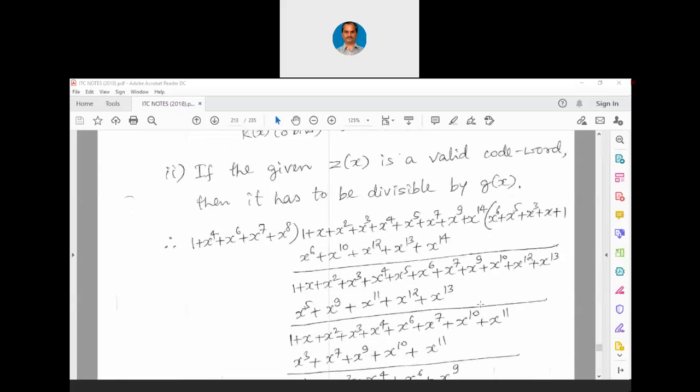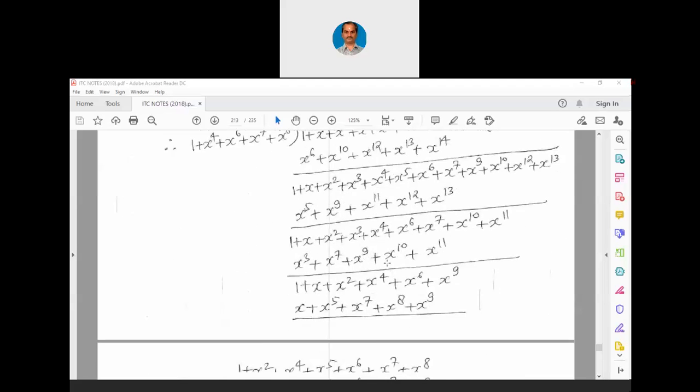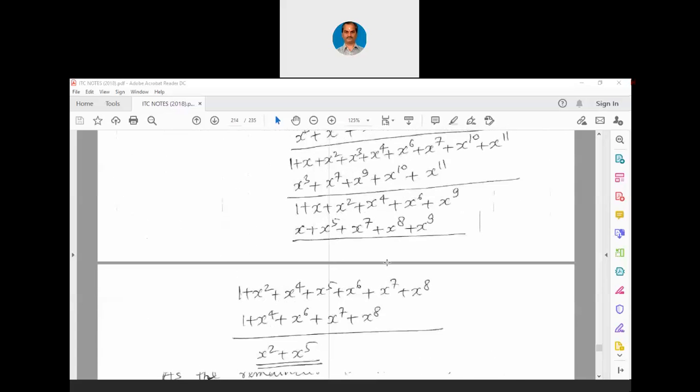Now, coming to the second part, the given z of x, if it is a valid code word, it has to be divisible by g of x. Let us write this z of x, which is given this way, 1 plus x square, like that it goes on till x power 14. We will have to divide this received code word polynomial with the generator polynomial. Now, when we divide, this is the division process, you will have to go through it again on your own. We get the remainder, that is x square plus x power 5.